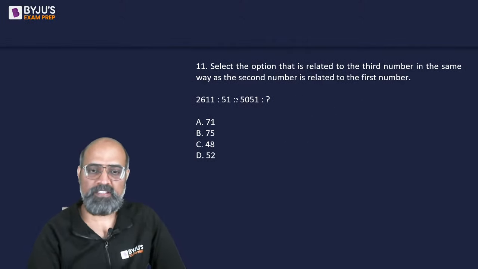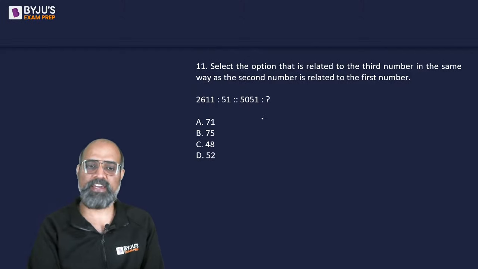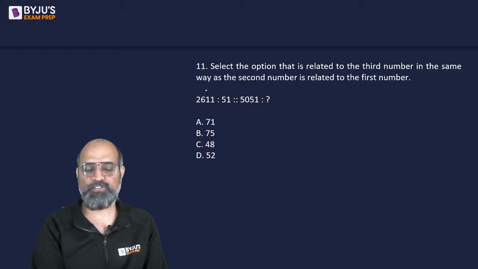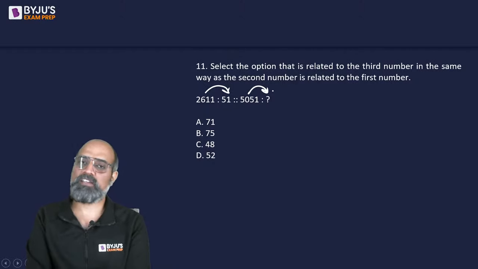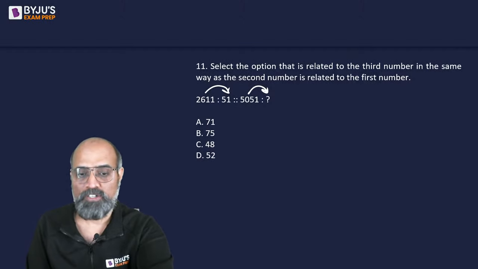Okay, next one. Select the option that is related to the third number in the same way as the second number is related to the first number. So how are they related? 2611 is to 51 is same as 5051 is to what?